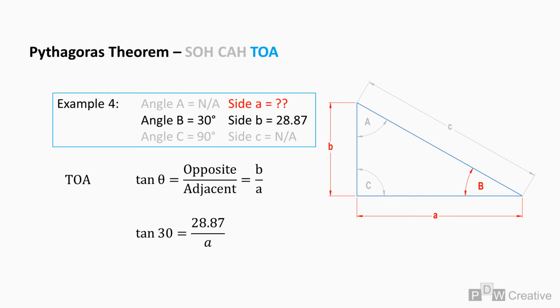This means tangent 30 degrees equals 28.87 over side A. This time the side we require is the dividing factor, so rearrangement means tangent 30 becoming the dividing factor. Side A therefore equals 28.87 over tangent 30. Side A therefore equals 50.